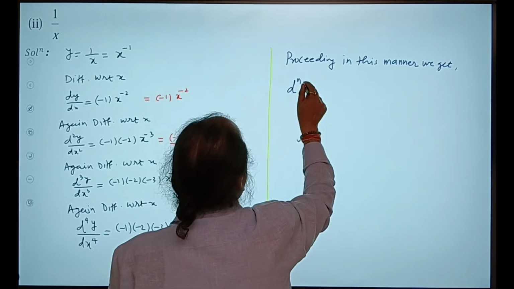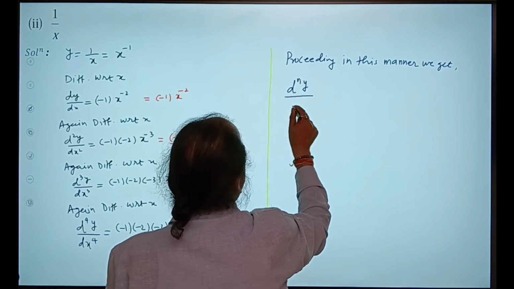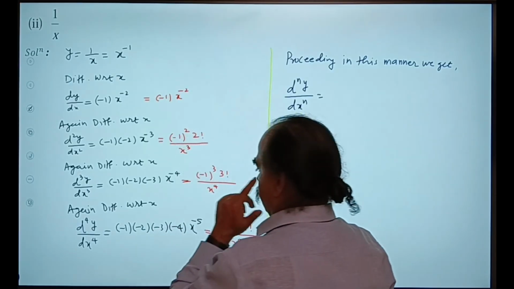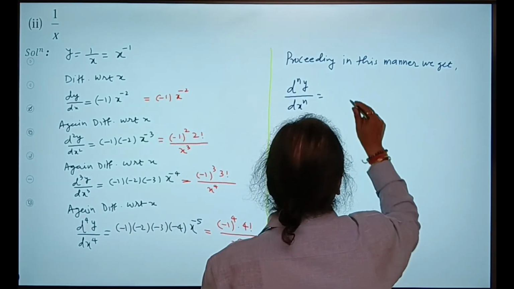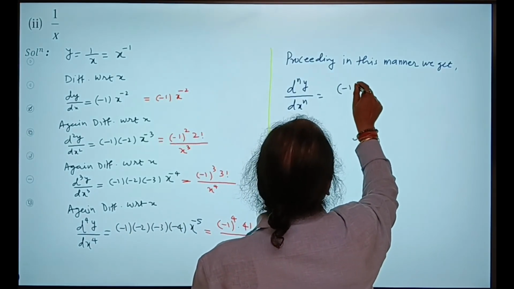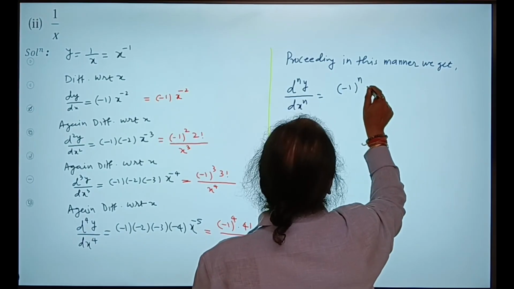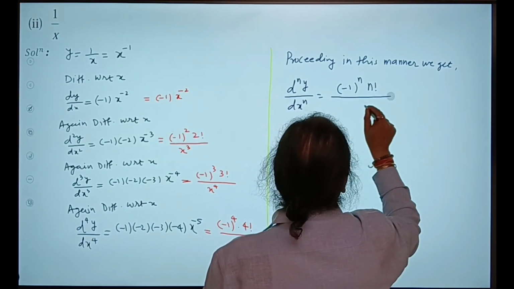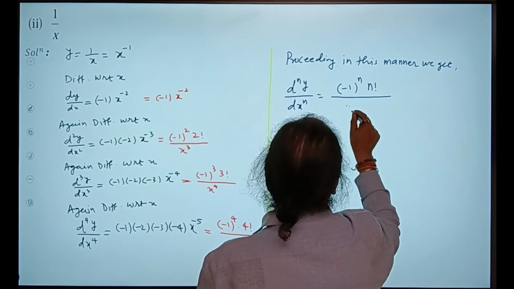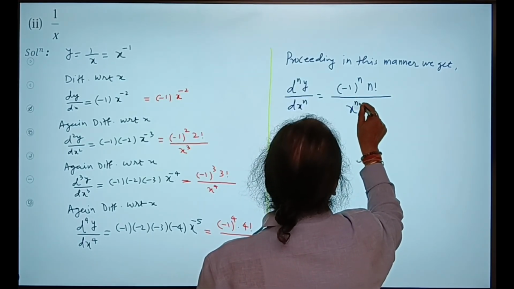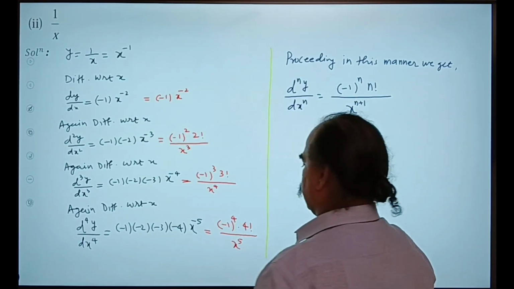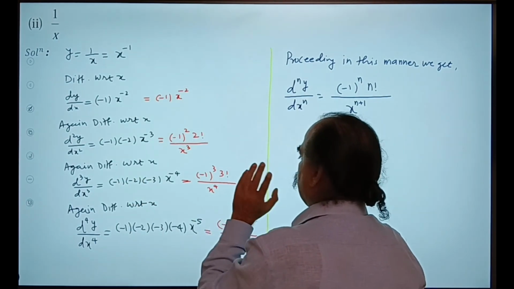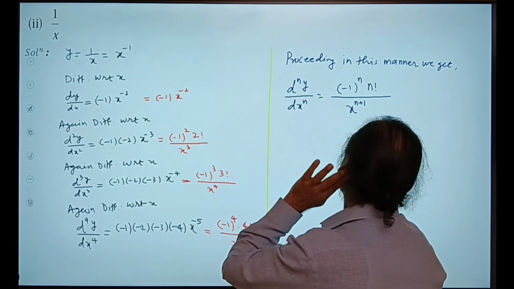nth order derivative of y will be, in fourth order derivative minus 1 raised to 4. So in nth order, minus 1 raised to n into n factorial divided by x to the power n plus 1. Fourth derivative to power 5, third derivative to power 4, and 3 factorial and so on.